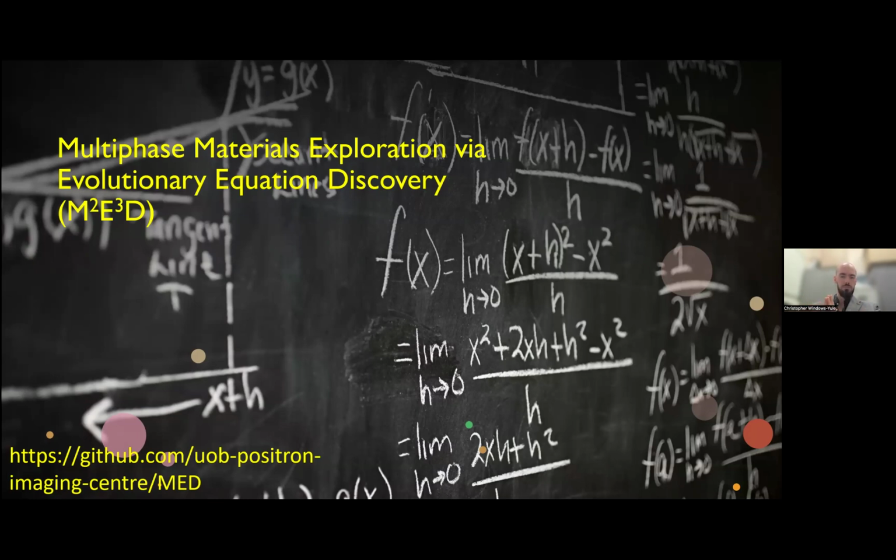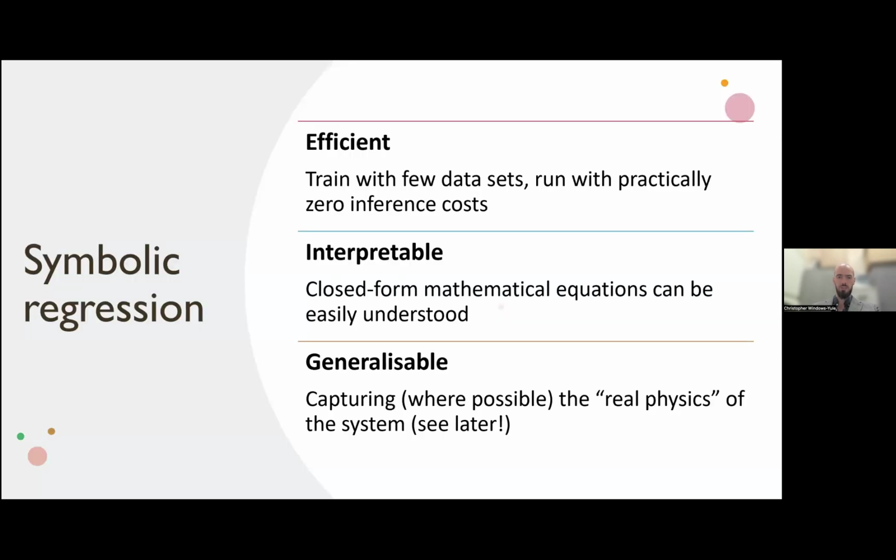The other reason I like symbolic regression is it doesn't give you a black box. It gives you a closed form mathematical expression. So the control mechanism you get out of it is entirely interpretable, and to me, that's extremely powerful. So yes, as I say, it's efficient, it requires relatively few data sets. And of course, what it spits out is not a model, it's an equation.